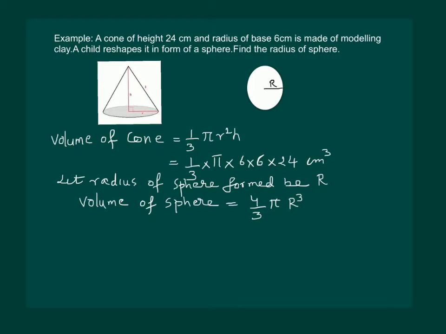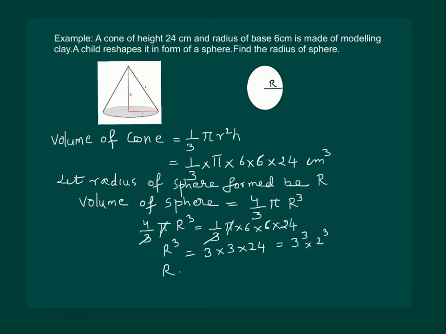Then volume of the sphere will be given by 4/3 pi capital R cube, and the two volumes, that is volume of the cone and volume of the sphere, should be equal. Let us equate and solve them to find the value of radius of the sphere. Pi gets cancelled, 1/3 gets cancelled, and we are left with R cube equal to 3 into 3 into 24, which is equal to 3 cube into 2 cube.